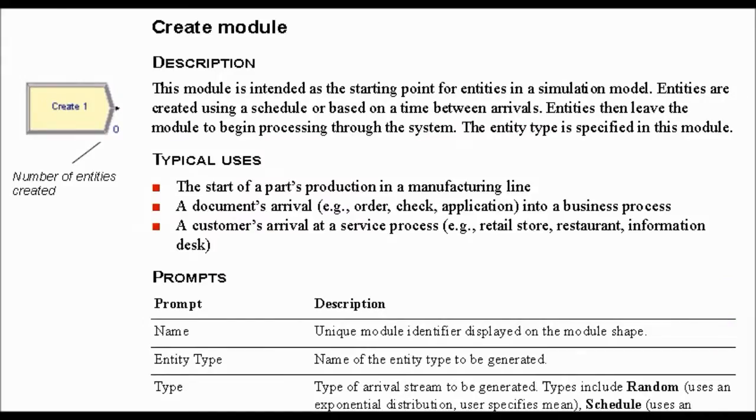Create module description. This module is intended as the starting point for entities in a simulation model. Entities are created using a schedule or based on a time between arrivals. Entities then leave the module to begin processing through the system. The entity type is specified in this module.